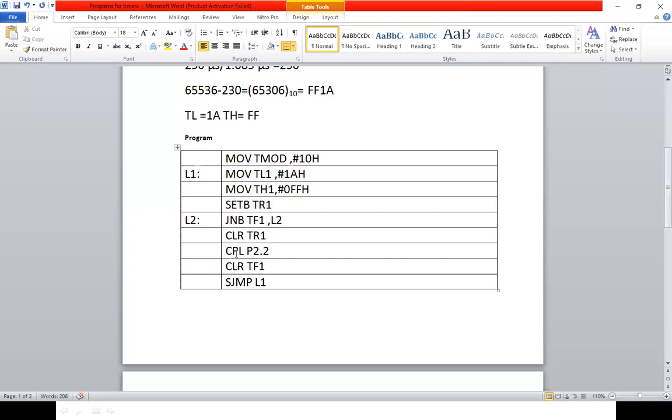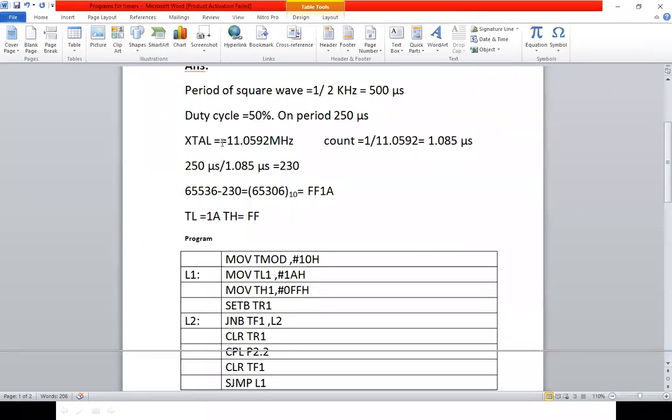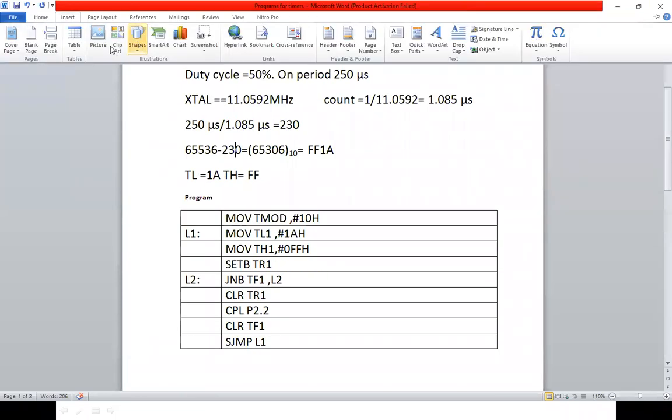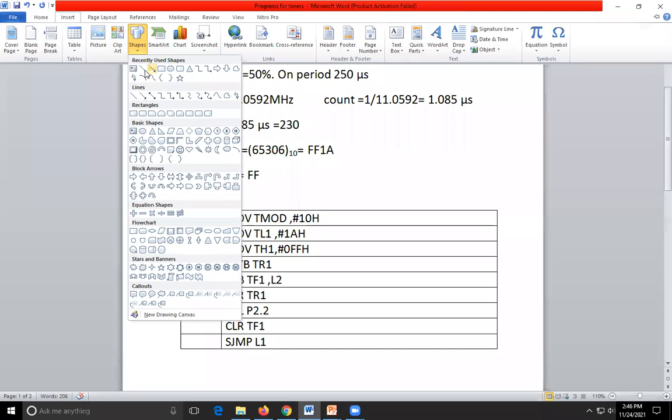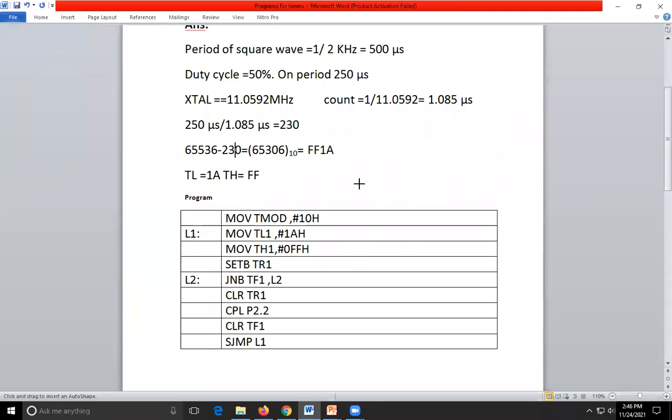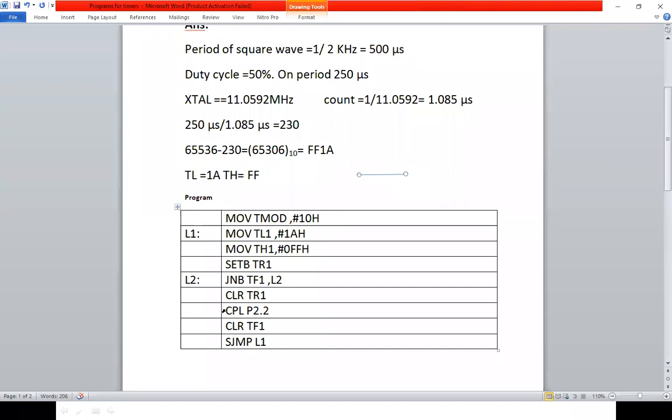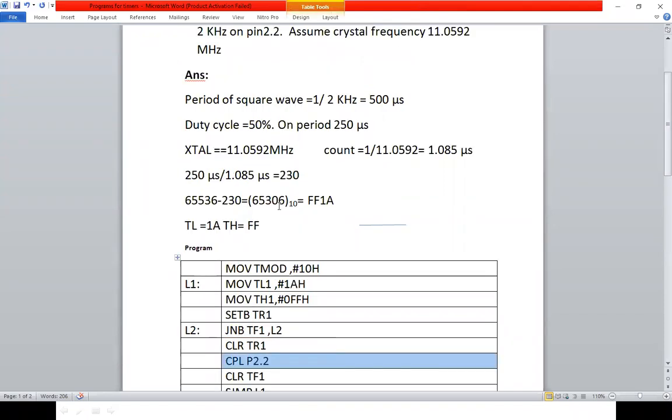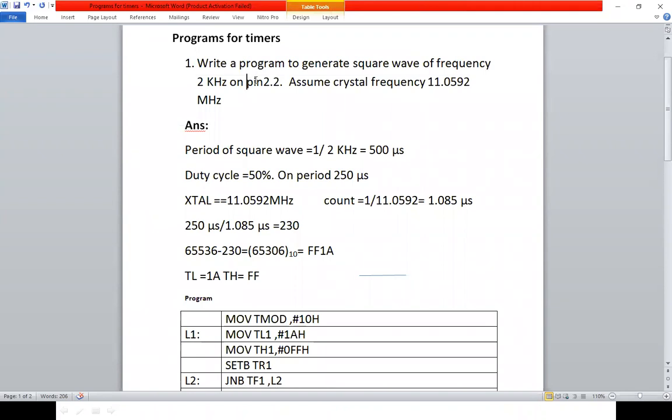Then CPL P2.2. What is the meaning of that? CPL P2.2 means it complements the previous state of the pin. Suppose this is 1 on P2.2. What is the program here? You have to connect the CRO or DSO to pin 2.2. So what we have to do? What is the program?